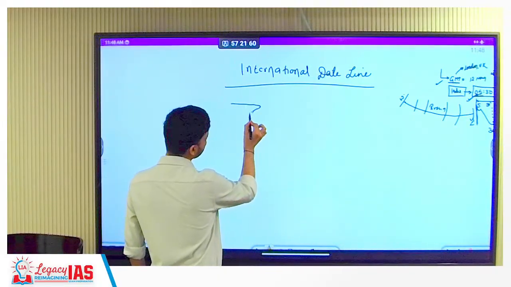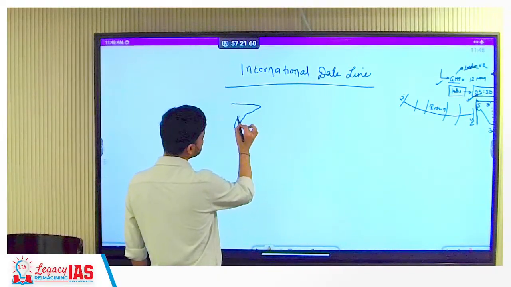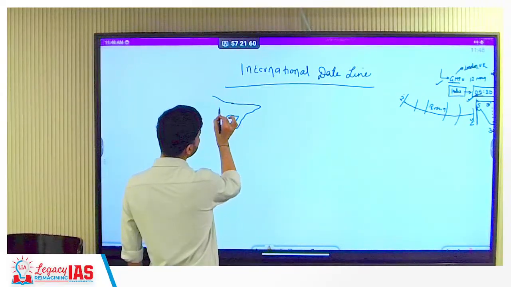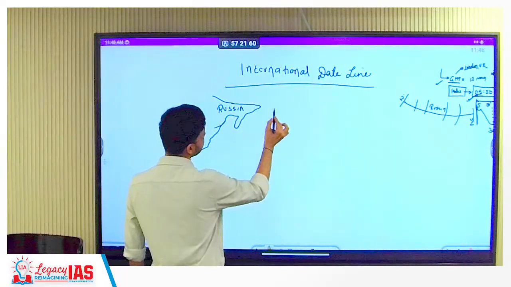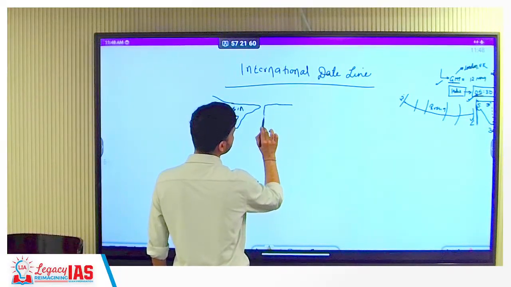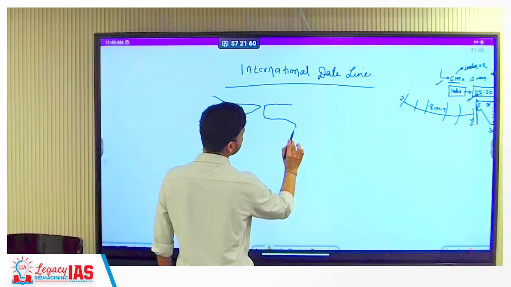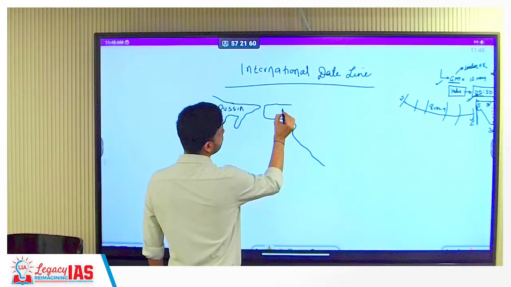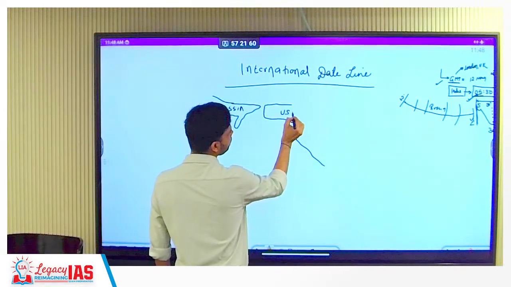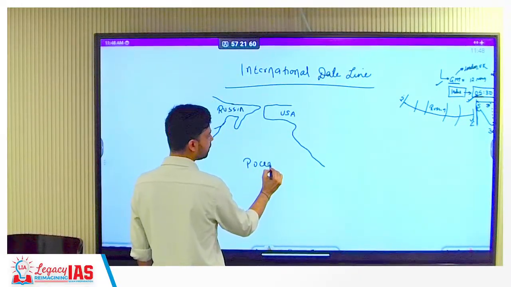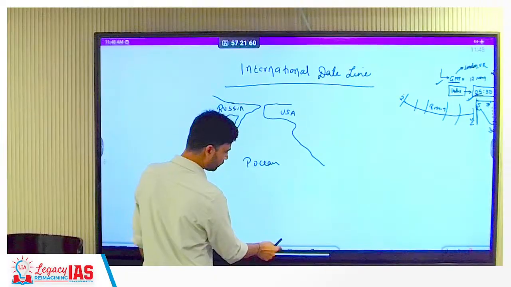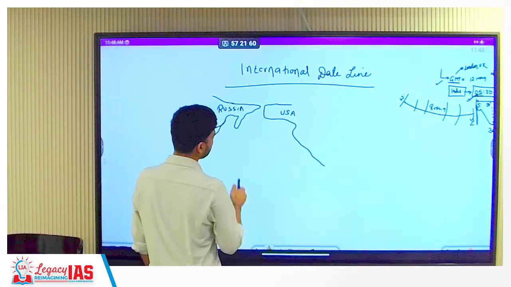So where exactly is it? You can later look at the atlas itself. In the Pacific Ocean, this side if you go, you have Russia, further you have Japan and all that, and this side you will find which country? This is Alaska, in which country? USA. So between them we have the region that is called the Pacific Ocean, right?